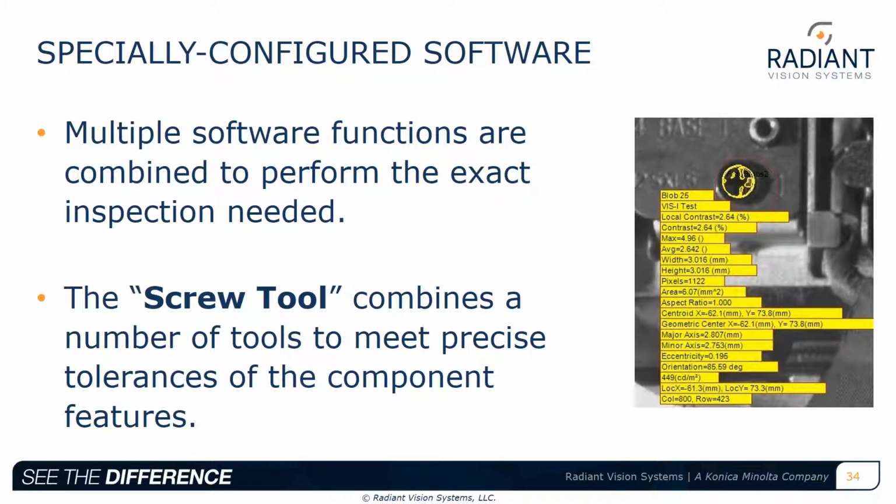So, how is this issue resolved by Radiant's engineering team? In this example, a number of inspection algorithms are combined into machine vision super tools to ensure accurate detection of defects for this unique part. In this case, Radiant's engineers combined several algorithms to locate and analyze the screw and its shadow. These algorithms combined make up the screw tool, for example.